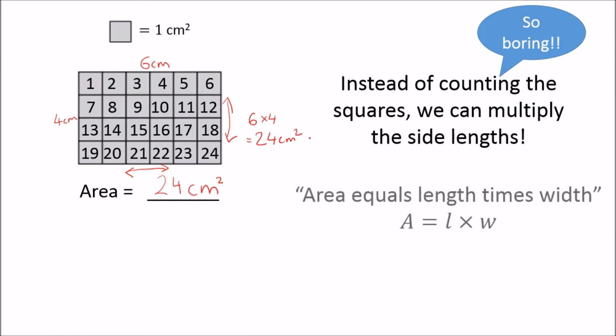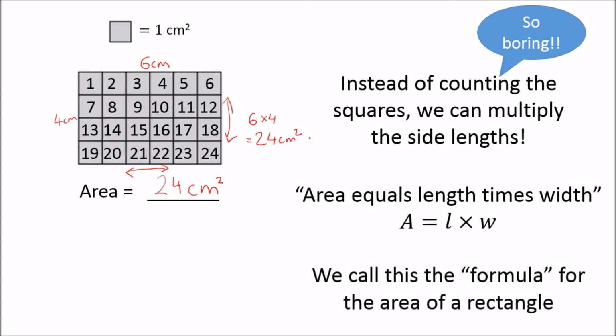You've done this heaps, and it's called area equals length times width, and you can write it as A equals L times W or just A equals LW. And we call this a formula. Anytime we have a set of letters or pronumerals that represents something that we're going to do mathematically and we can use it over and over, we call it a formula. So the formula for a rectangle.